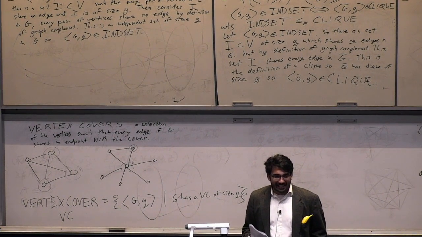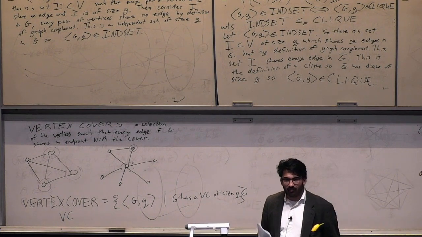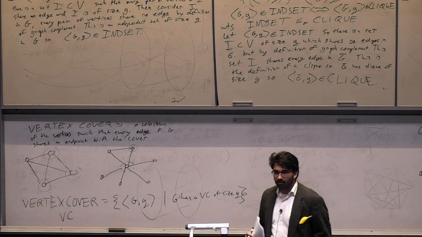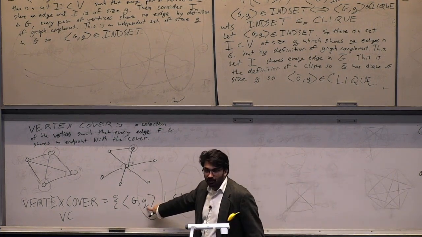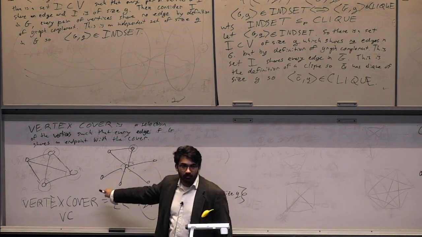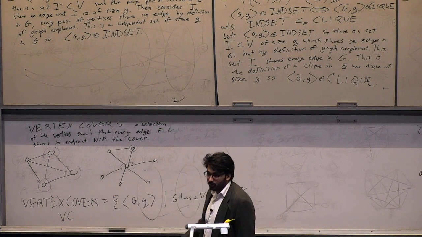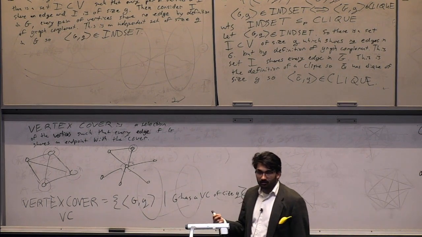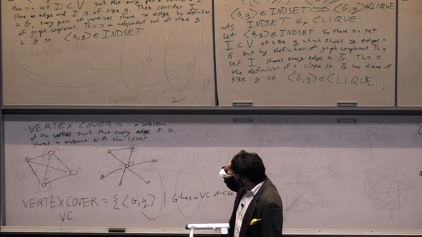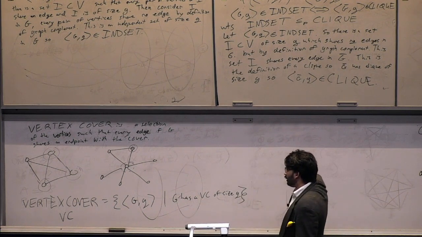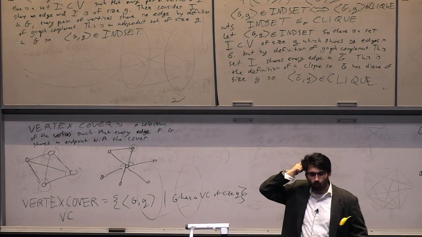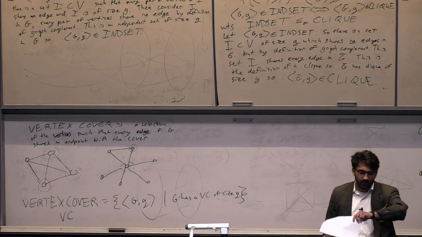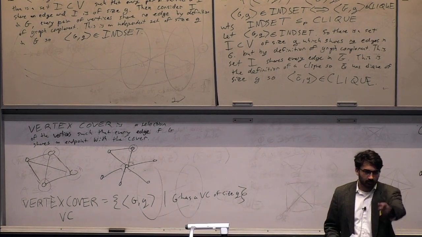We related clique to independent set by transforming the graph, but you don't have to do that. There are other things you can transform. You have this number g here you can transform. You can transform the problem itself, the solution, like the literal independent set, right? So what do we know about a vertex cover? What is the relationship between an independent set and a vertex cover?